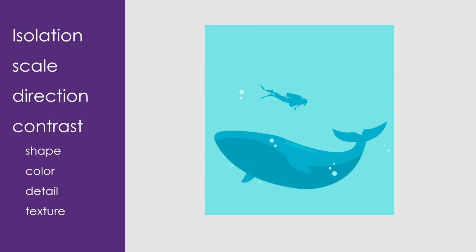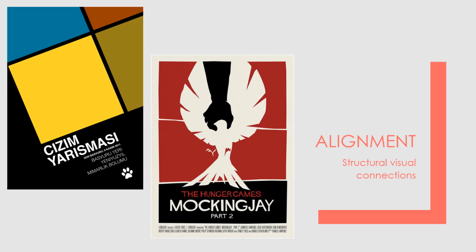Okay? Good work. All right, let's move on to alignment. So alignment is all about what's called structural visual connections. Alignment is the hidden underlying grid or verticals and horizontals that you put into place to help give order to your designs and help give it structure. This is what makes a design look sloppy or look professionally designed. Okay, alignment is making sure everything is placed in a way that helps support the larger design goals of your communication.